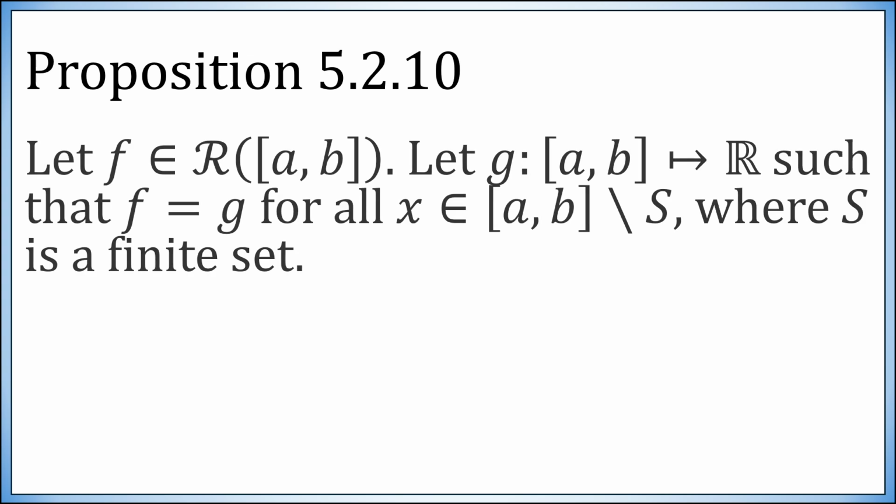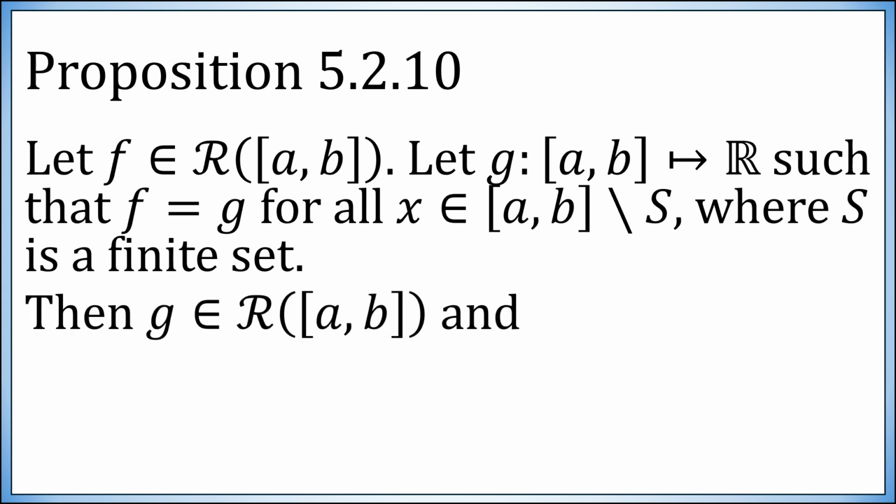So here is that proposition. We're not going to prove it. Let f be Riemann integrable from a to b. Let g be a function from a to b that is equal to f except at a finite set of points, which we call S. Then g is also Riemann integrable, and the value of the two integrals is the same. So if you change finitely many points of a function, it does not affect integrability and it does not affect the value of the integral. Again, proof is left as an exercise.